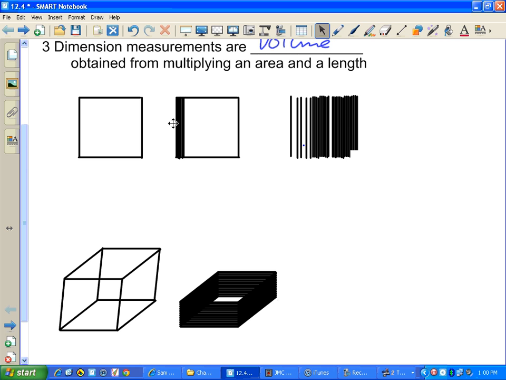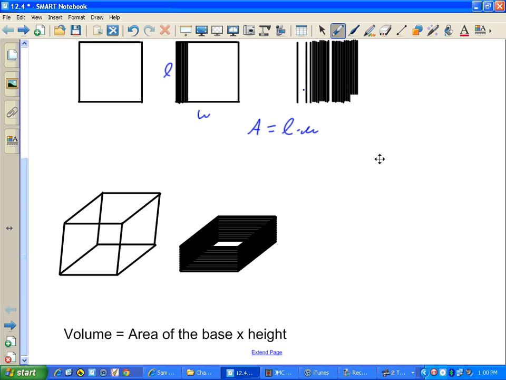So I'm taking this length, whatever the measurement is, and multiplying it by as many as it takes. Now the number that it's going to take is my width, which is why area equals length times width. We can do something similar for volume.